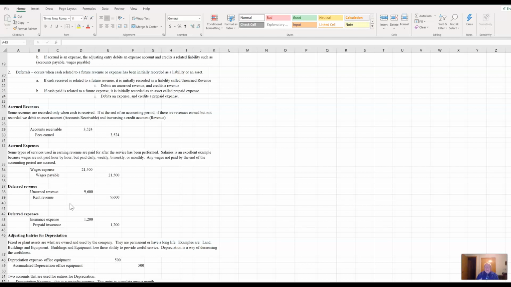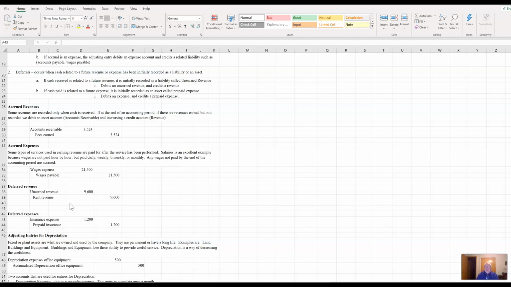This is when your original entry was to cash and unearned revenue. Now the adjusted entry is you've earned it, you would debit unearned revenue because unearned revenue, remember, is a liability. So that would be a debit because you want to reduce the unearned revenue, and then rent revenue would be your credit, or whatever revenue account. It could be insurance revenue, service fee, whatever it is, $9,600. Again, I made up the numbers, so don't worry about it.